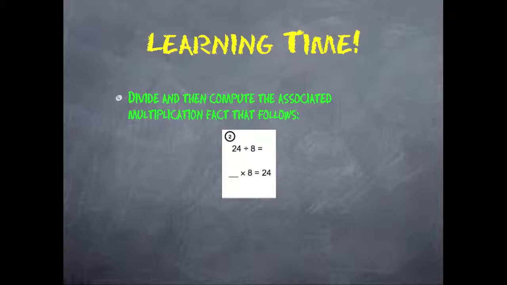So let's make sure we're using the mouse pointer as a pen. Okay, so for this problem we need to do 24 divided by 8. So if we do 24 divided by 8, we need to think about how many times 8 can go into 24. So 8 goes into 24, 8, 16, 24, for a total of 3 times.